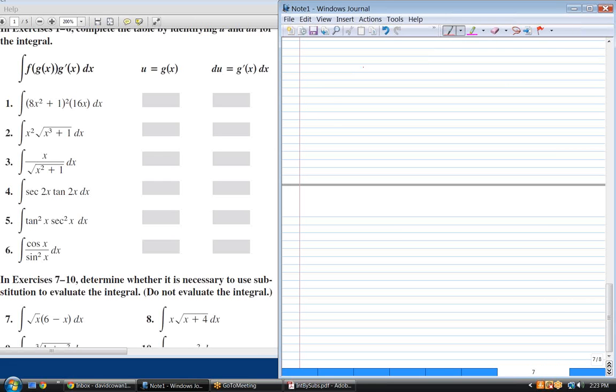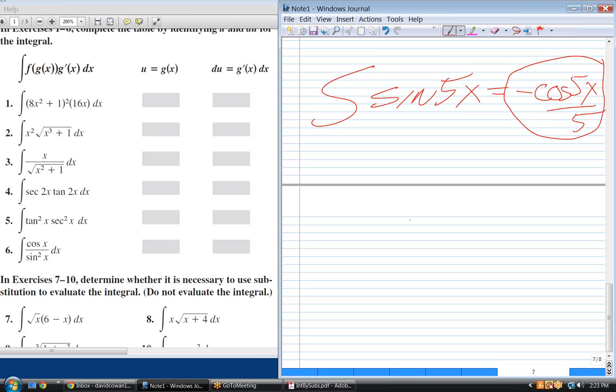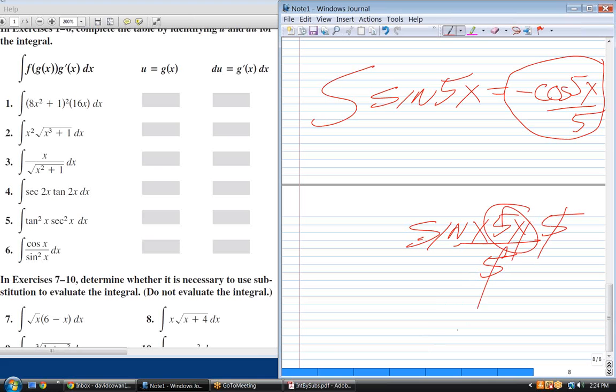There are some integrals you should learn. What's that equal to? Negative cosine of 5x divided by 5. Take the derivative of that. You get sine of 5x over 5 times the derivative of the inside, which cancels out with that 5. So you end up with sine of 5x.